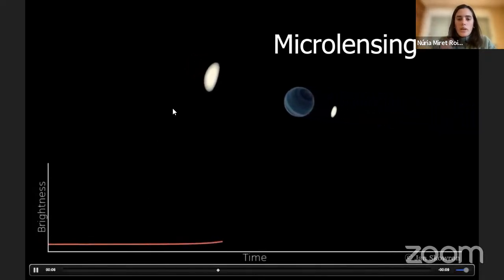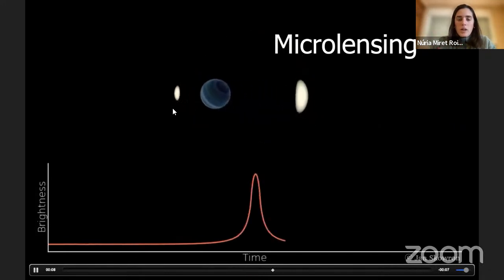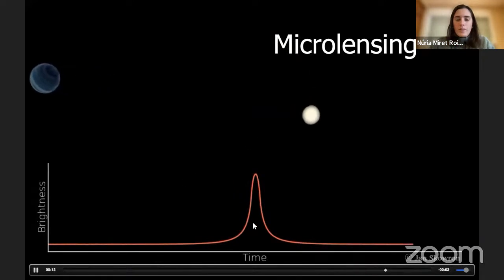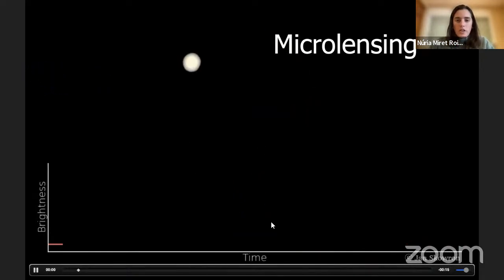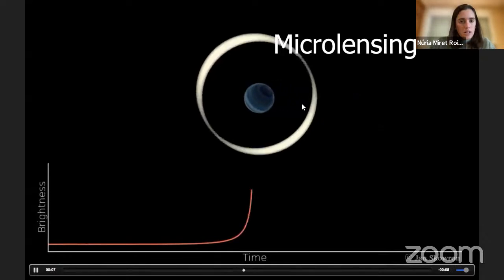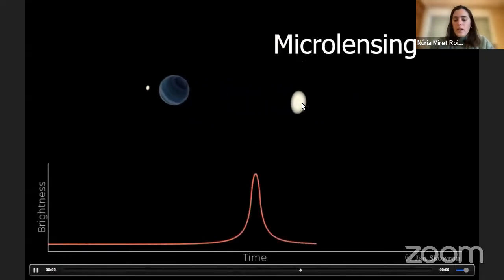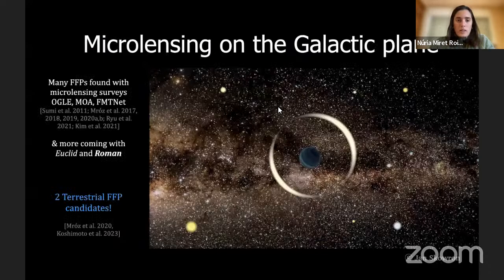and eventually one of these planets aligns on the same line of sight between us and this background star, we see that the light of the star increases over a very short period of time. And this gives us information on the mass of this object that is in between us and the star. This way, it has been possible to identify many of these free-floating planets. And what's even more exciting, we have been able to detect even terrestrial free-floating planets.